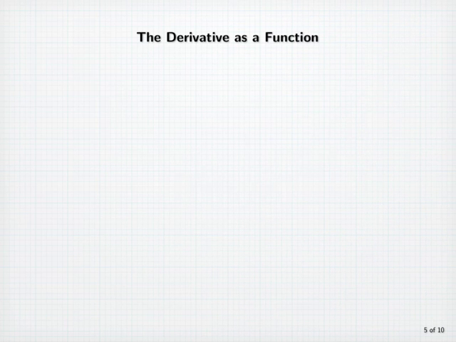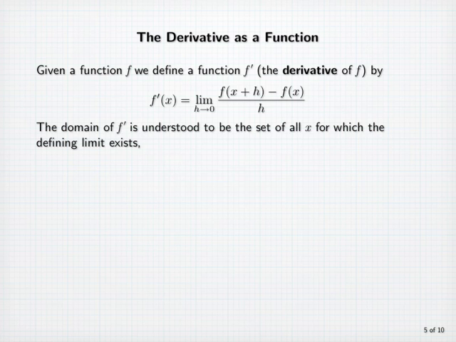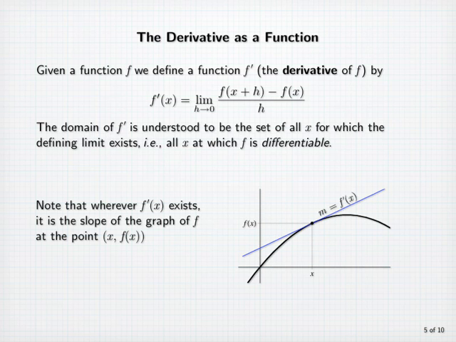The derivative as a function. Given a function f, we define a function named f prime, called the derivative of f, by f prime of x equals the limit as h goes to 0 of f of x plus h minus f of x divided by h. The domain of this function f prime is understood to be the set of all x for which the defining limit exists, that is, at all x at which f is differentiable. Note that wherever f prime of x exists, it is the slope of the graph of f at the point x, f of x, as well as the rate of change in f of x.